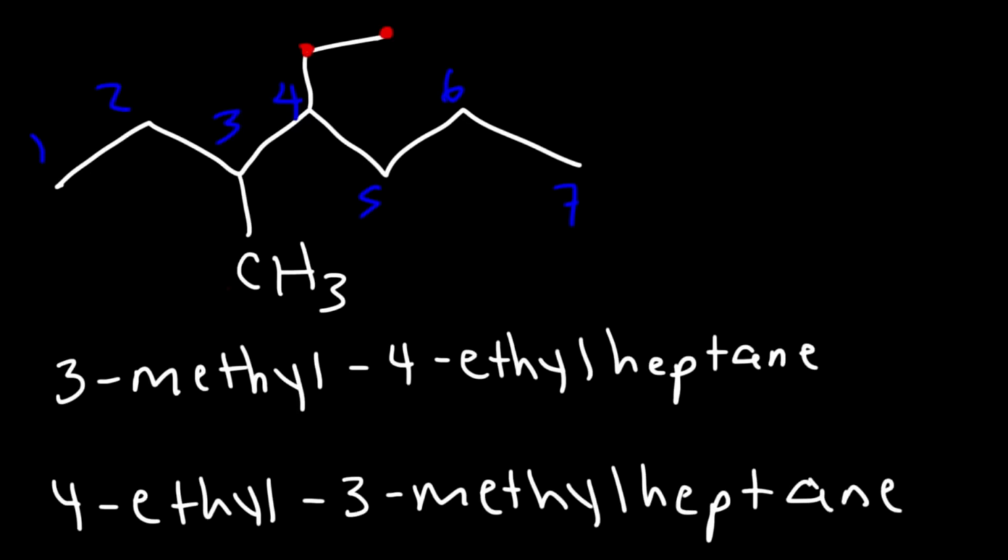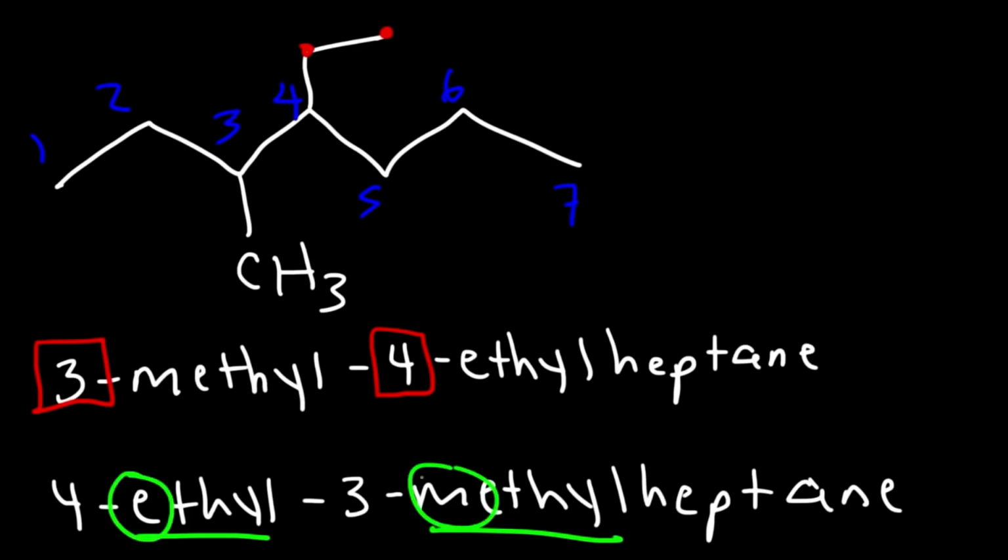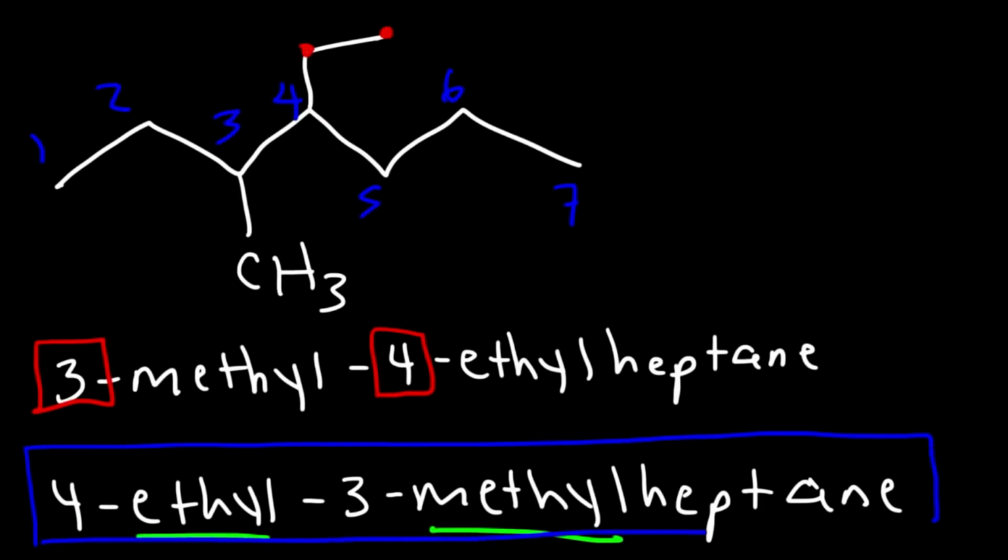Now looking at the first example, the numbers are arranged in increasing order. Now looking at the second example, we could see that it's arranged in alphabetical order. E comes before M. So which one should we give more priority to? Arranging the numbers in ascending order or putting the letters in alphabetical order? It turns out in this situation, you need to alphabetize the substituents. So the ethyl group must come before the methyl group, regardless if the numbers are increasing or decreasing. So this is the right answer.